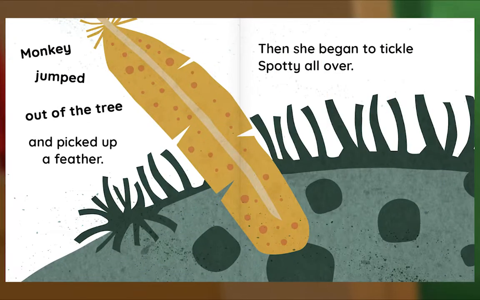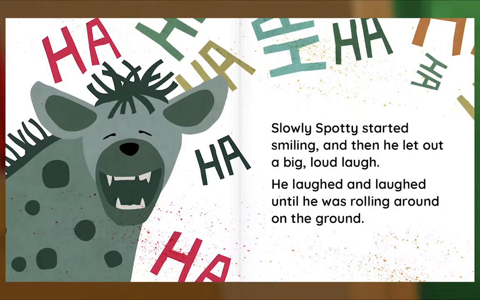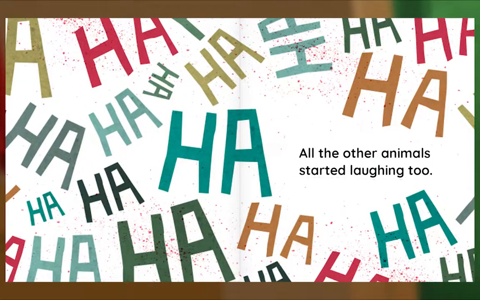Monkey jumped out of the tree and picked up a feather. Then she began to tickle Spotty all over. Slowly, Spotty started smiling, and then he let out a big, loud laugh. He laughed and laughed until he was rolling around on the ground. All the other animals started laughing too.